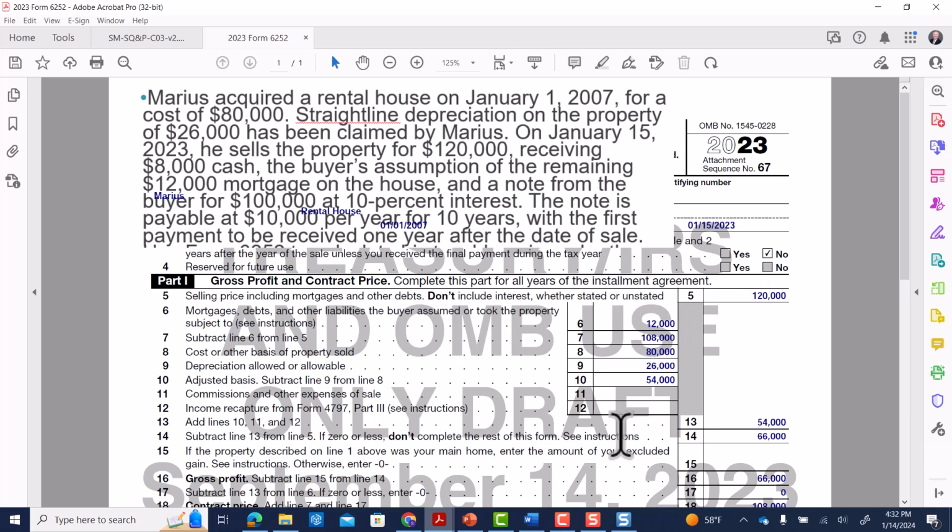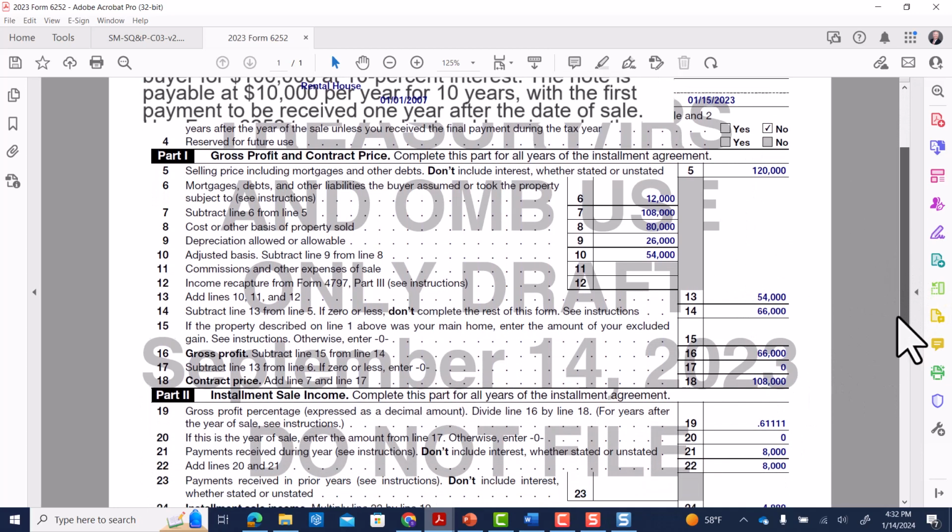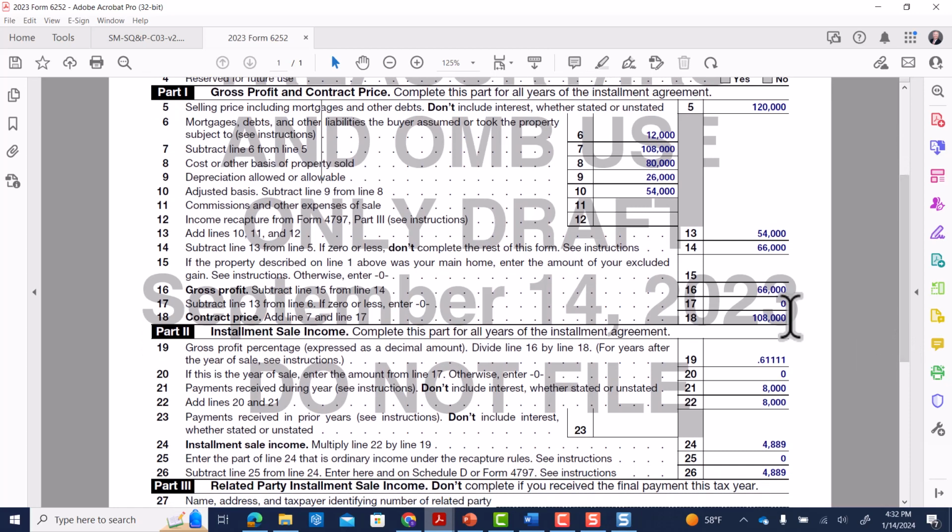What do you think 108 is? That's the contract price, right? So what is the cost of the property sold? It was 80,000, right? It says so, 80,000. What was the depreciation allowed or allowable? It was 26,000, so that gives us our adjusted basis of 54. There's some stuff down here on the bottom for selling expenses that we get to ignore, and so 54,000, the 120 minus the 54, there's our gain of 66,000. Okay, so our gross profit is 66,000.